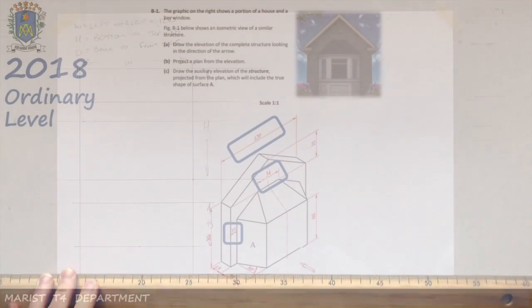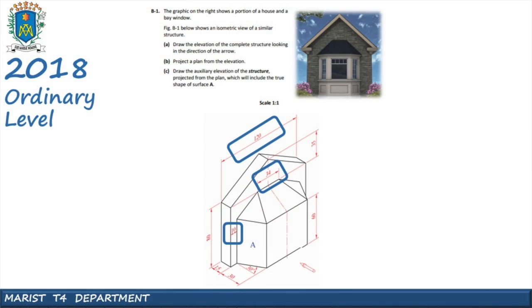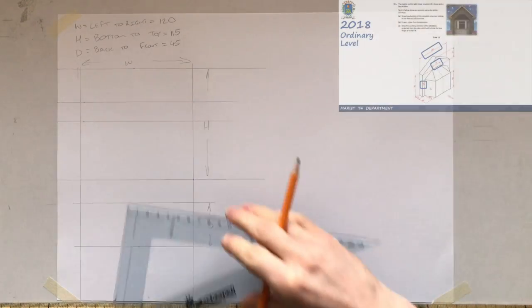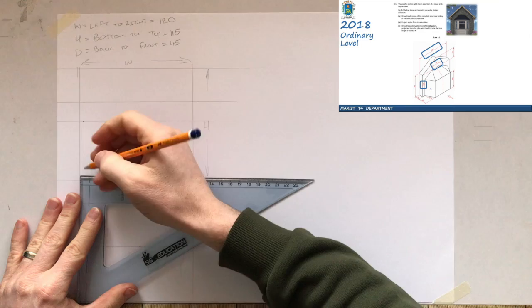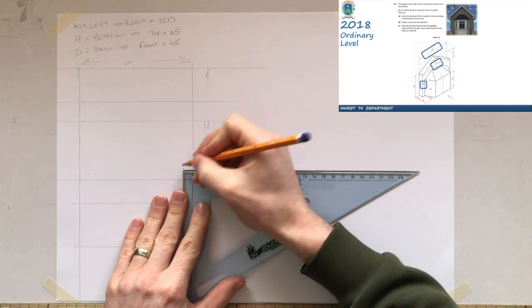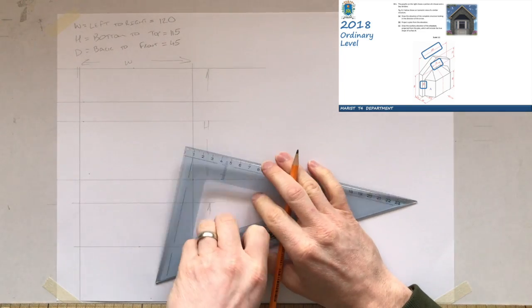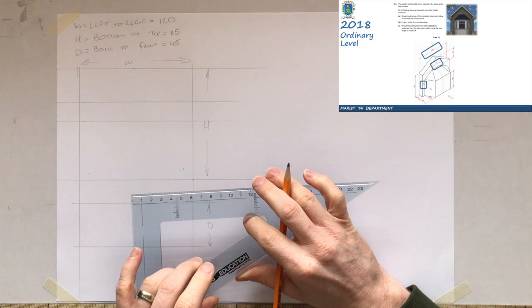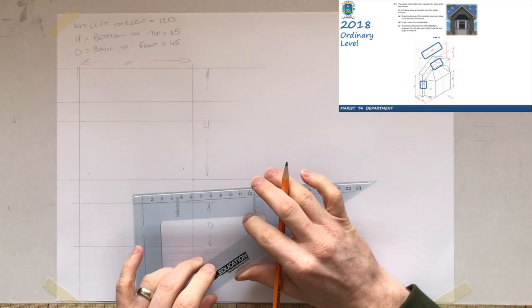Next job is to put in our different width measurements. From the first inspection we can see that we've got 10 millimeters to the left and right. So I mark off the two 10s, and we can see that we have a point of the roof at the very back, and that comes to the center. We can see that by the red dotted line throughout the page.